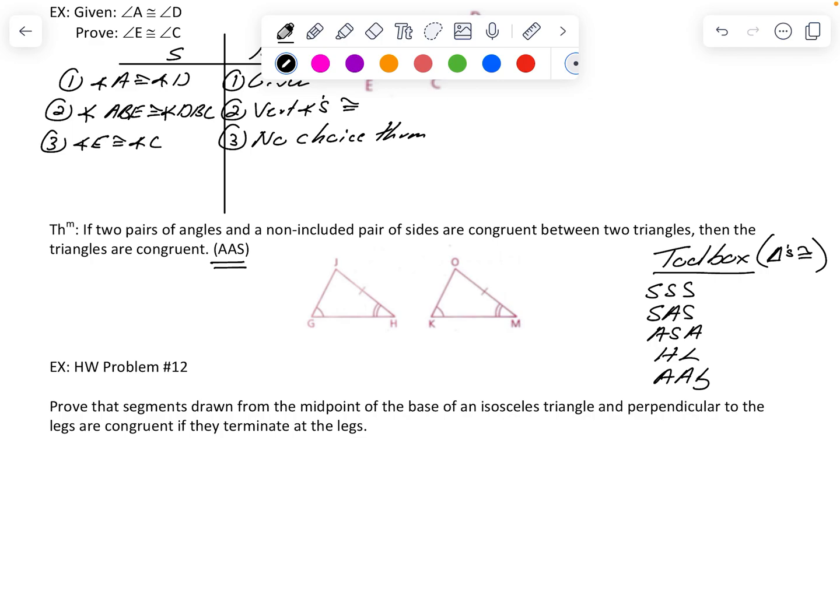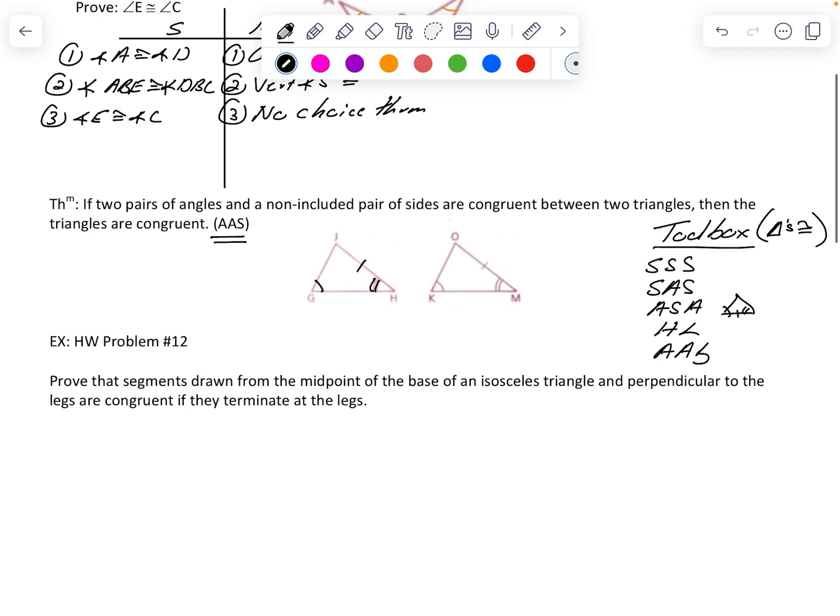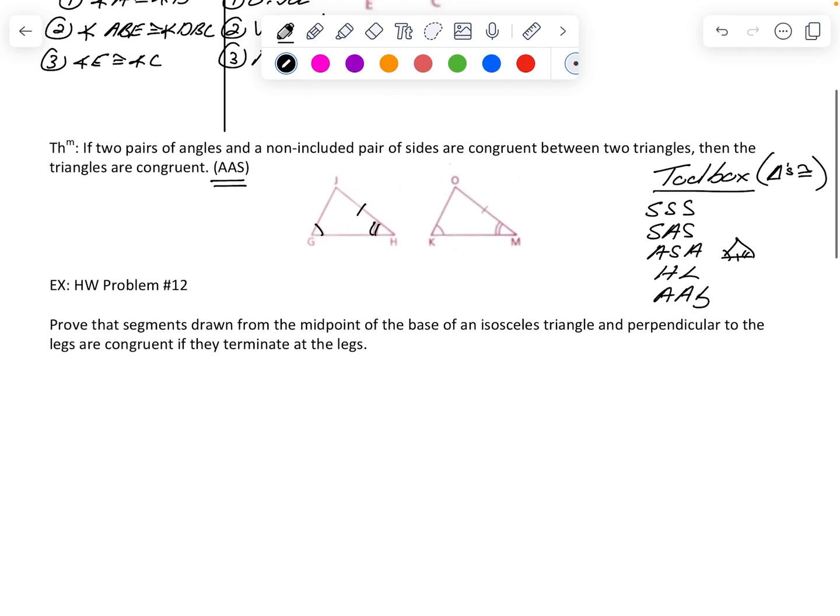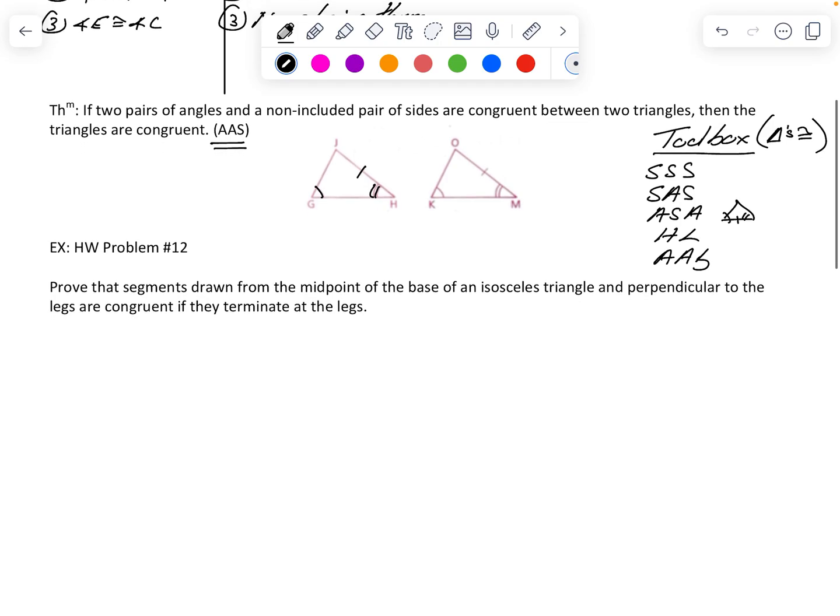And as you can imagine, just like the picture shows here, the order does matter. Remember, for angle, side, angle, it's angle, included side, angle. It has to be in that row. Now you can see we have angle, angle, side. The side is not in between or included between those two angles. Well, let's take a look at a proof where we use our new theorem.